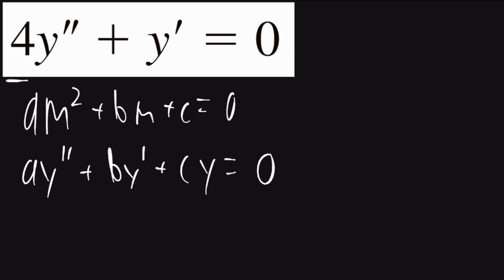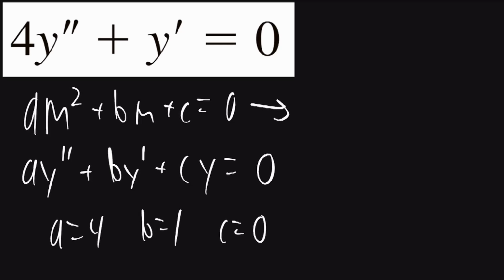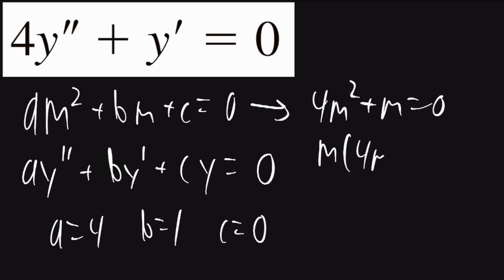The coefficient of y double prime is 4, so we know a is going to be equal to 4. The coefficient of y prime is 1, so we know b is going to be 1. And there is no y term, so we know c is going to be equal to 0. We can now write our auxiliary equation as 4 times m squared plus m is equal to 0. We can factor an m out. It'll be m times (4m plus 1) is equal to 0.